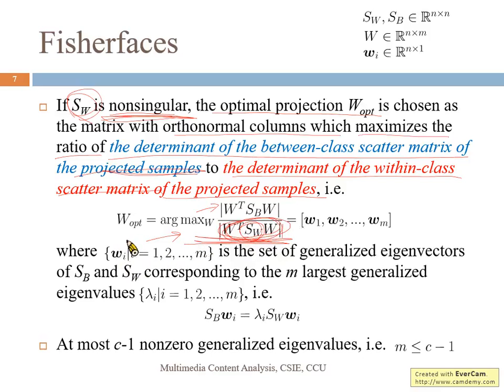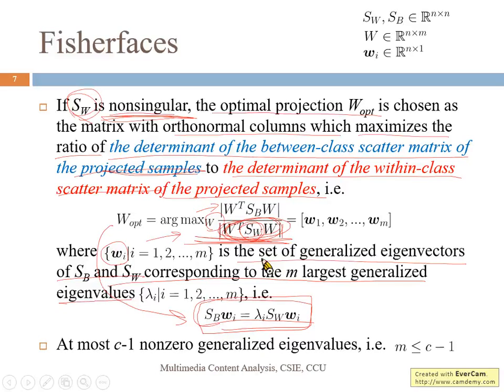So after many mathematical derivations, how can we determine the best W? The solution is that the Wi are the set of generalized eigenvectors of Sb and Sw corresponding to the m largest generalized eigenvalues. After many derivations, we can reduce this problem to this one: Sb wi equals lambda i Sw wi, and this is a generalized eigenvalue problem.